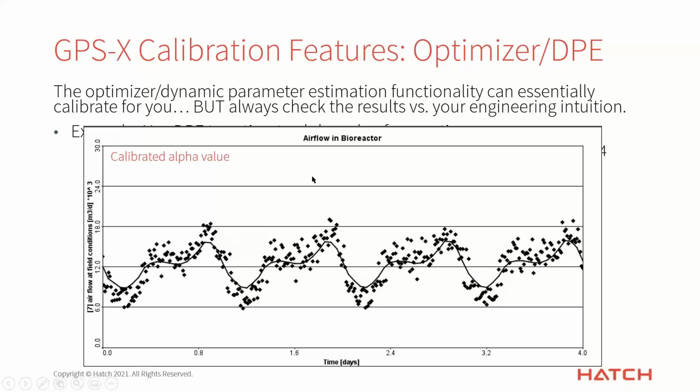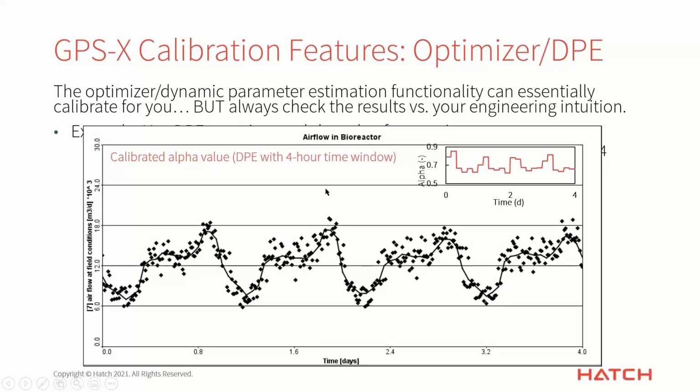Then this is just showing using a calibrated alpha value. So this isn't using the dynamic parameter estimator. This is actually just taking a look at the data and manually adjusting the alpha value and seeing how well I can match to this airflow. So you can see that both the peaks and the valleys now are not being hit that well, and it's kind of in the middle, just an average of the airflow data is what's being shown by the model predictions.